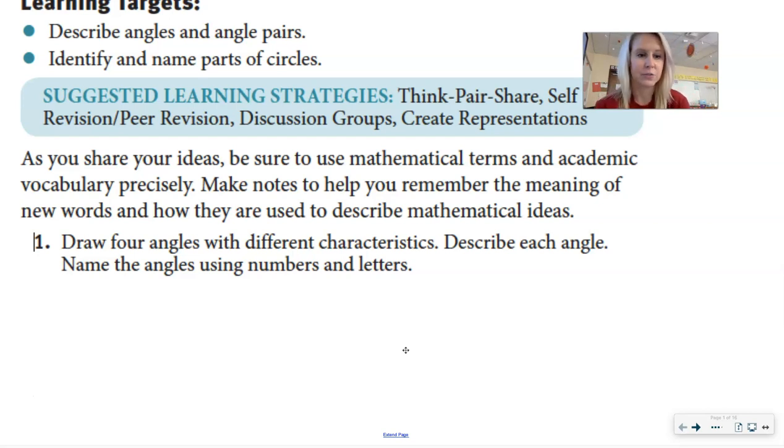So what I want you to do first, I want you to draw 4 angles with different characteristics. Do not draw 4 of the same angle, draw 4 different ones. You should be thinking of some 4 important ones. Then I want you to describe each angle and name the angles using number and letters. We learned how to name angles previously, so make sure you have letters when you're drawing your angles. Again, give me 4 different angles. Go.